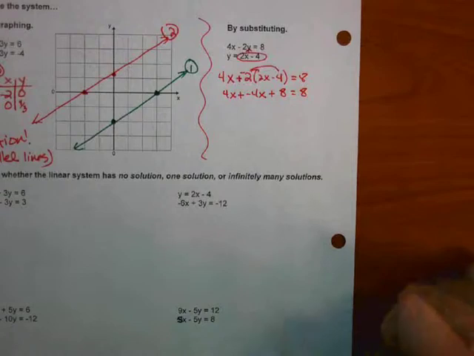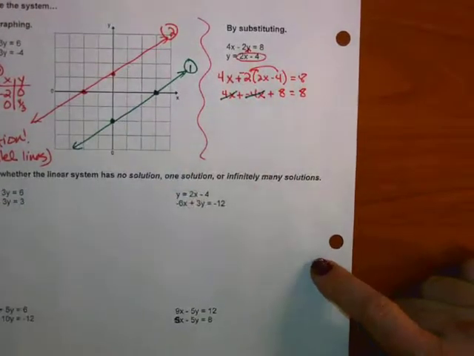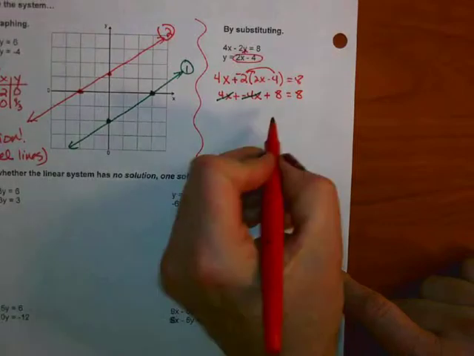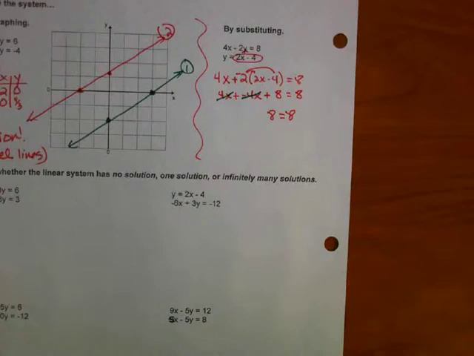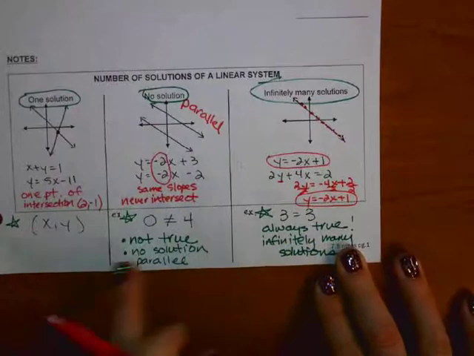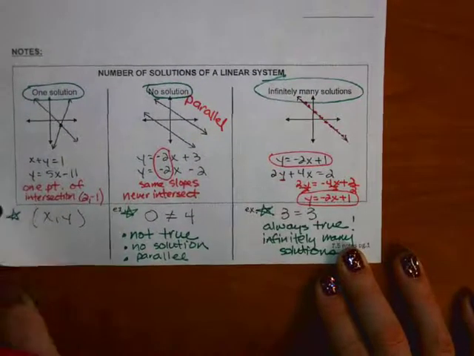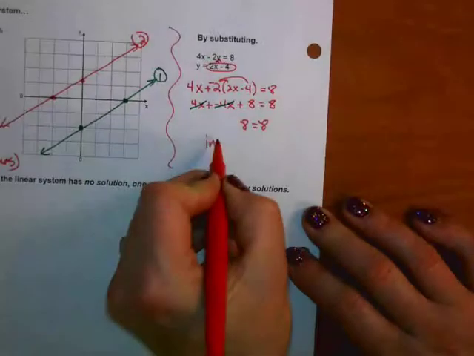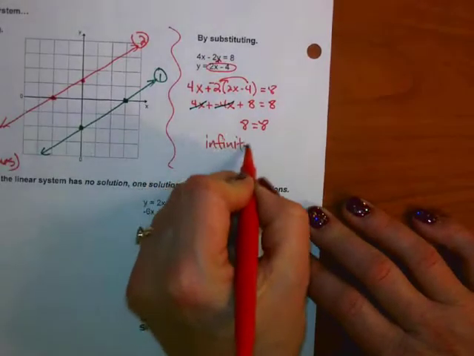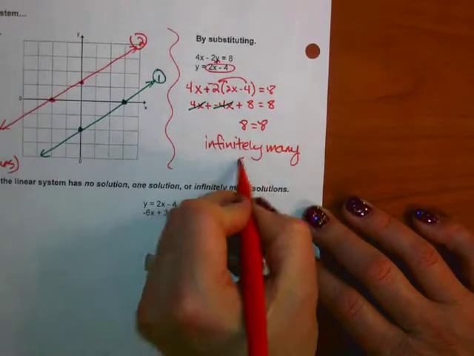What happens? When I combine these two, they cancel each other out, and I get 8 equals 8. Is that a true statement? Yeah, so that's why I showed you these on the front here. When you get a true statement, that tells you what? Infinitely many solutions. It's the same line, basically, is what it's saying. Infinitely many. If you were to graph that, they would be one line right on top of the other.